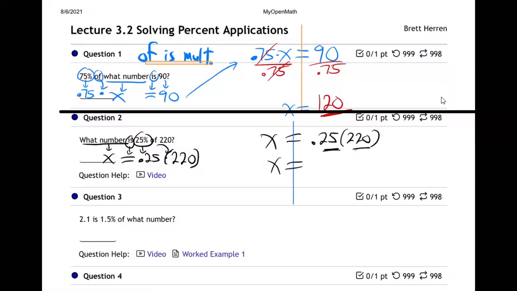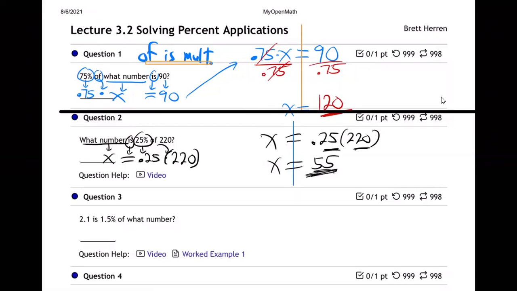So just multiply these on your calculator. Use your calculator. I'm assuming, I think it's 55, isn't it? Double check. Yeah, 55. So there it is. Notice we didn't have to divide both sides or anything like that. X was already alone. X is 55.